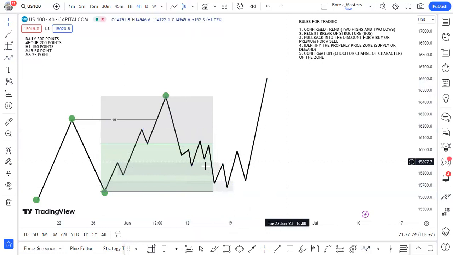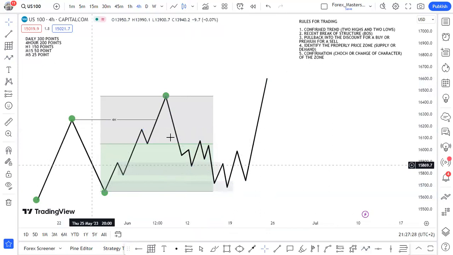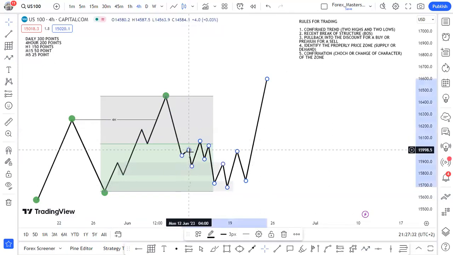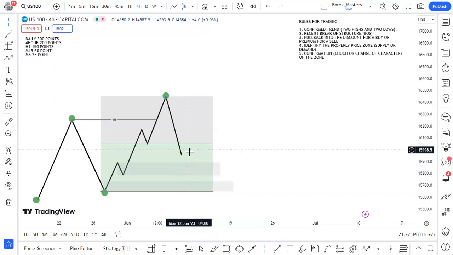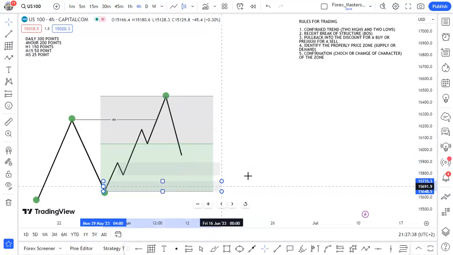I also made mention that after you have identified your zone, you wait for lower time frame confirmation, which is a change of character on that particular zone, in order for you to take it as a zone that you're going to take trades off of.